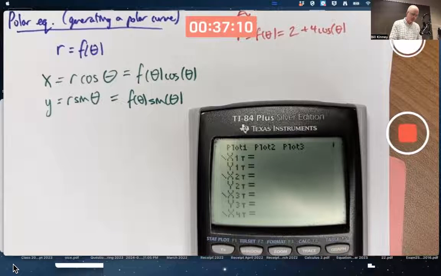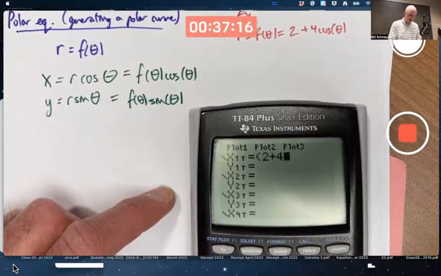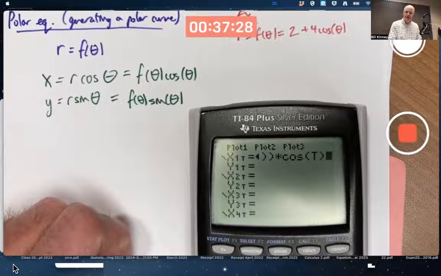Go to my y equals. F of theta, use parentheses here, is 2 plus 4 cos theta. It's going to be a t there. Continue using parentheses. All this gets multiplied by cos t. Cos theta written by hand.